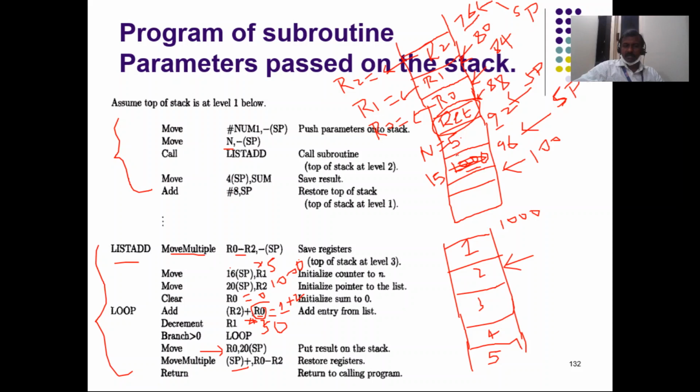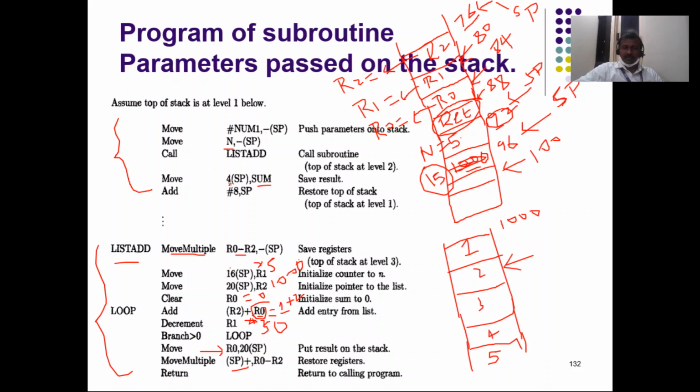4 of SP is nothing but, from here 92 plus 4 is 96. The result there is what? 15. That result you are storing in the memory location sum. Okay. Again we are saying add 8 comma SP. So when you add 8 to SP, what will happen? Whatever the original value of the stack pointer, now the stack top is this.